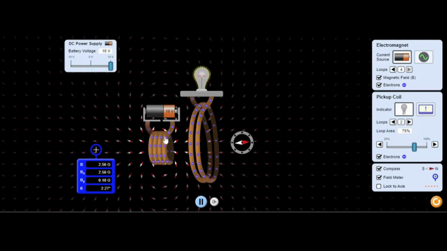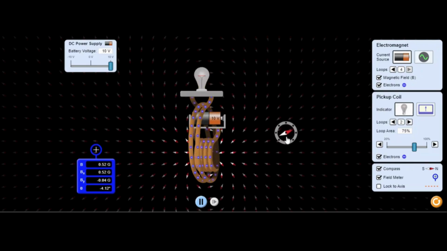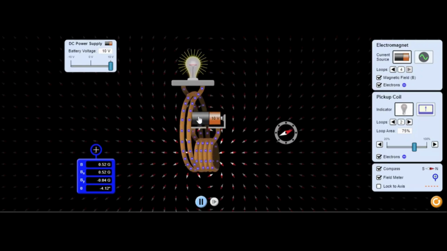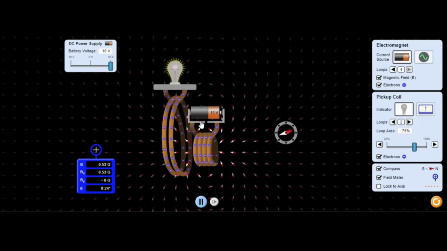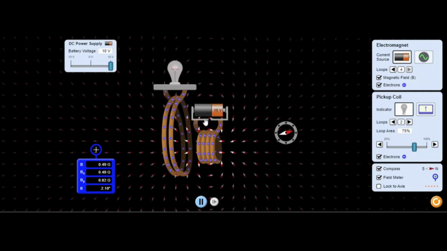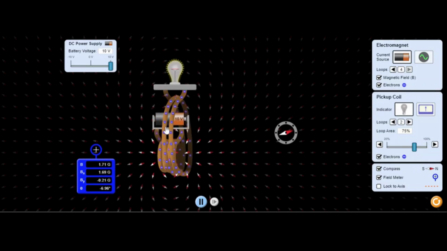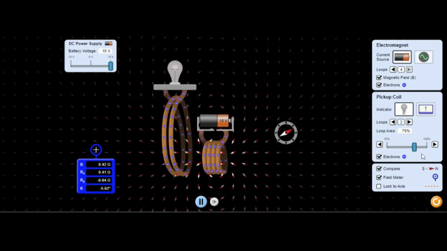The generator part of the simulation allows students to discover the principles of an electrical generator. By rotating a magnet within a coil, students can observe how the changing magnetic field induces an electric current in the coil. This interactive feature helps students understand the concept of electromagnetic induction and the generation of electricity.